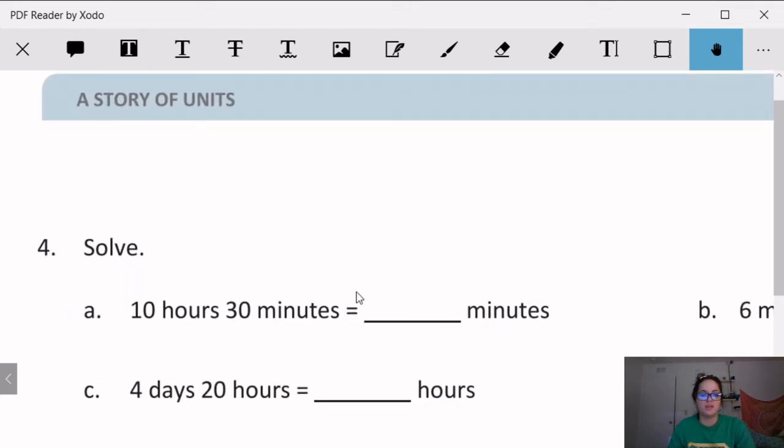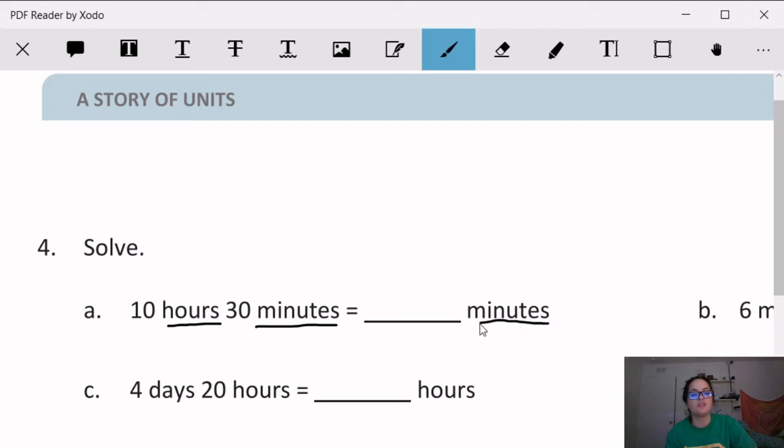All right, so looking at number 4A, we've got 10 hours, 30 minutes, and we're turning that into just minutes. So like I said on the other page, we really want to make sure that we are focusing on what units we are working with and seeing what do we have, what do we want to turn it into, so that way when we look at the practice sheet, we know exactly where to look. So we've got hours and minutes, and we're trying to turn it into just minutes.